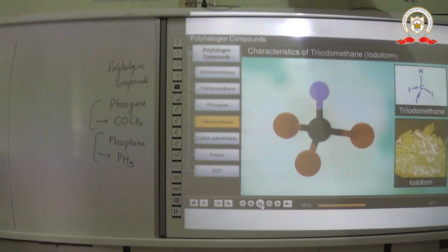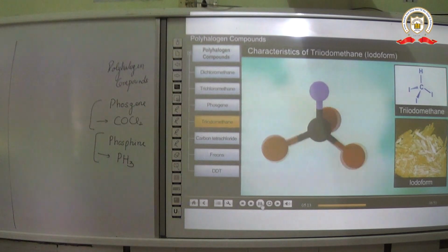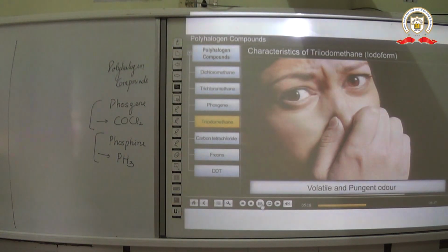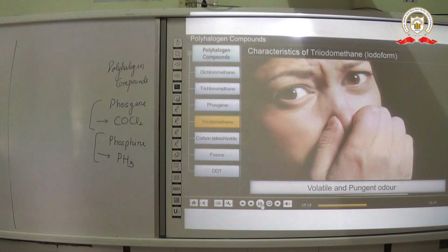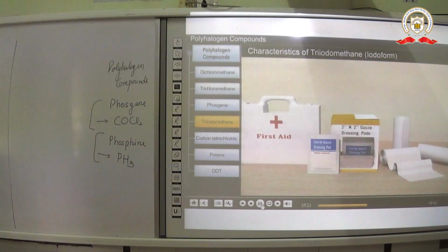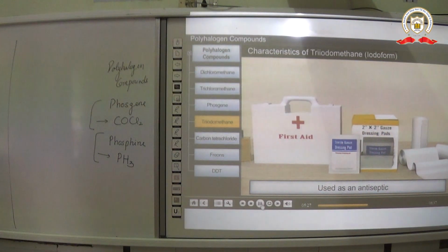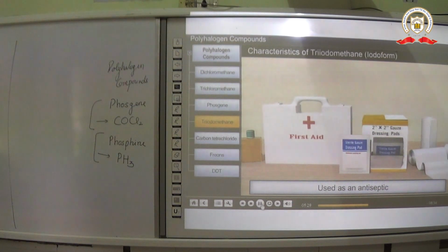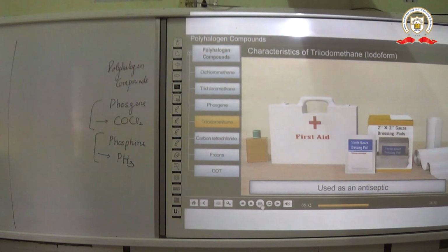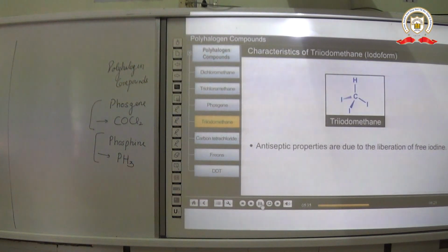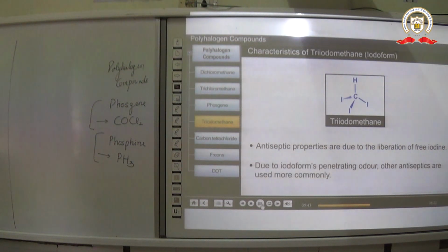Iodoform is a yellow crystalline solid. This volatile compound has a pungent, medicine-like odor. Iodoform has uses as an antiseptic. Gauze packing with iodoform is used in medical applications. However, the antiseptic properties are due to the liberation of free iodine, not the dry iodine molecule itself. Due to iodoform's penetrating odor, other antiseptics are used more commonly.